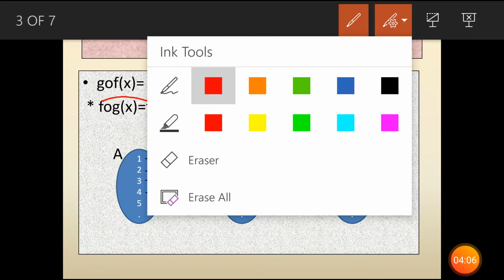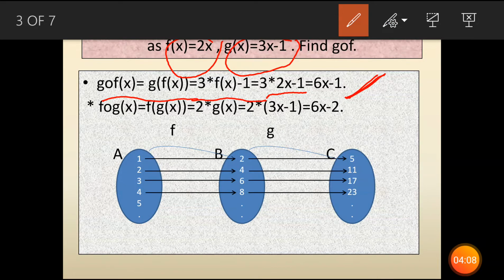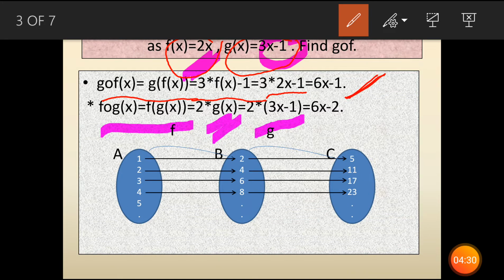Now see the second one, that is fog of x. Fog of x is f of g of x. So wherever x appears in the f function, you put g of x. The f function is 2x, so you put g of x in place of x and you get 2 into g of x. And what is the value of g of x? 3x minus 1. So this becomes 2 into 3x minus 1, that is 6x minus 2. So the first answer is 6x minus 1, that is gof of x, and the second answer is 6x minus 2, that is fog of x.